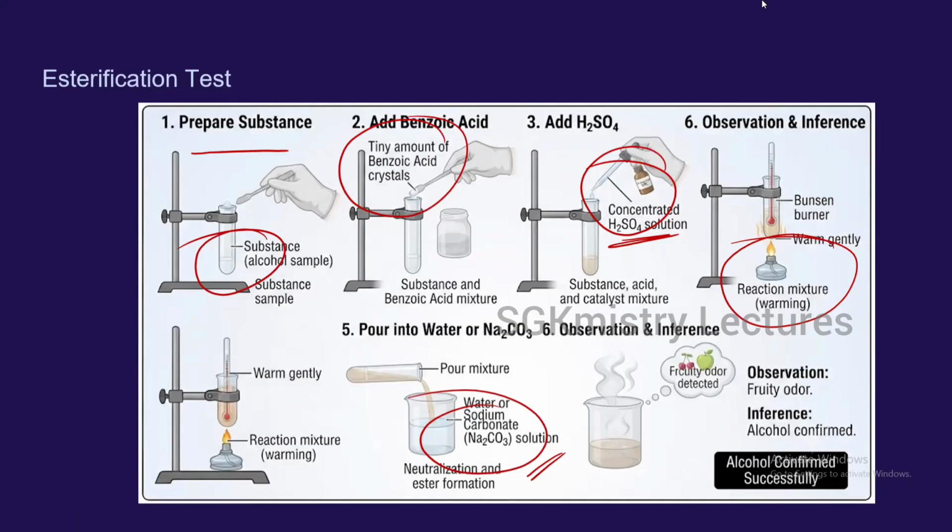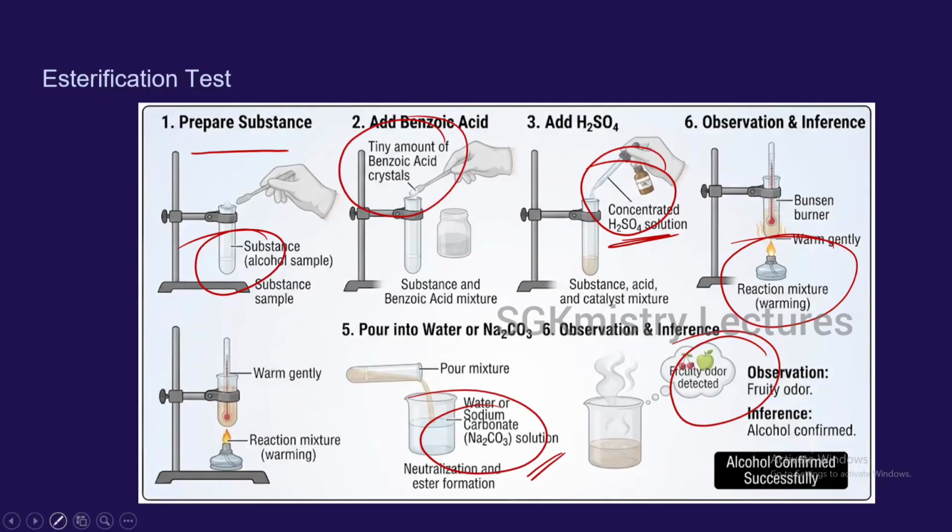So I hope you remember that. For that sake, we are going to pour the contents of the test tube into the sodium carbonate solution. Now, if a fruity odor is detected, then we know that it is the alcohol. So whatever the sample given was alcohol, and it is confirmed. This is the confirmation test for the presence of alcohol.